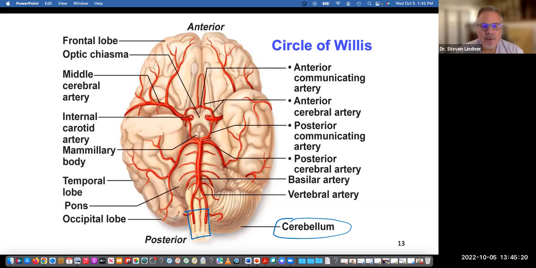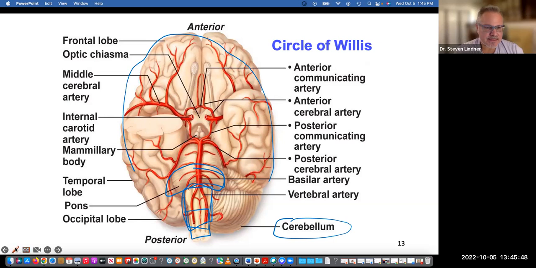Let's make that blue. So here's the medulla oblongata, and then this portion here that's larger is the pons. So you have medulla, pons, and here's the cerebellum, posterior. The rest of all this is the cerebrum. We just have different parts of the cerebrum: an anterior, middle, and posterior.